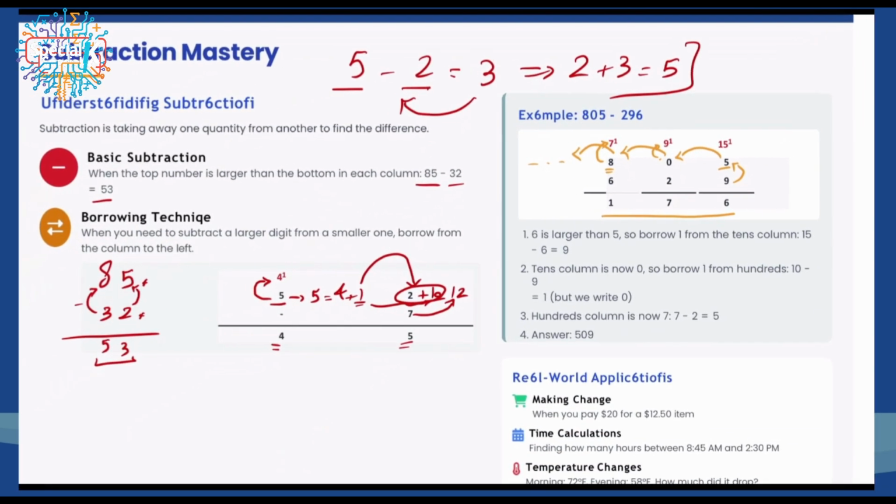So this is everything that you have to know about subtraction, and about its real-world application. For instance, when you pay $20 and the item costs $12.50, obviously $12.50 would be subtracted from 20. Another is time calculation, finding how many hours are between two periods of time, and so on and so forth. That was the example we had.